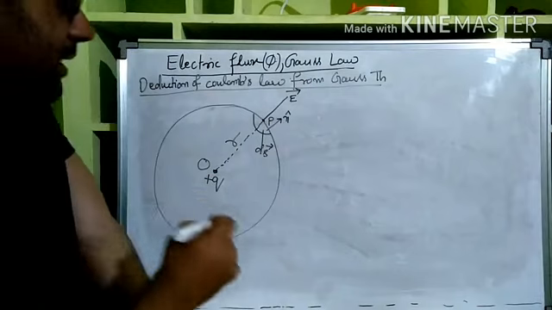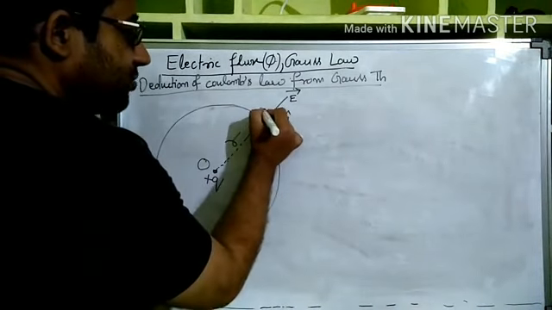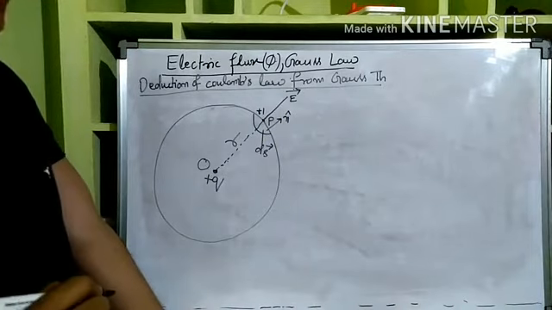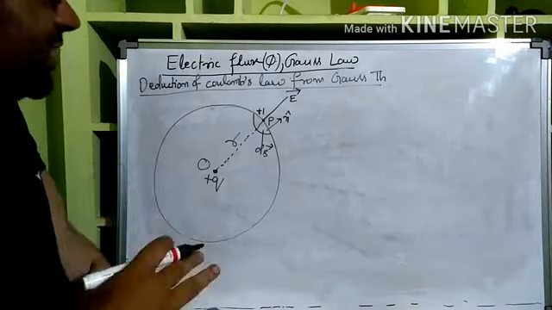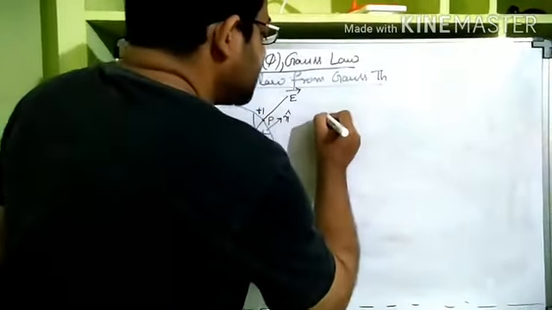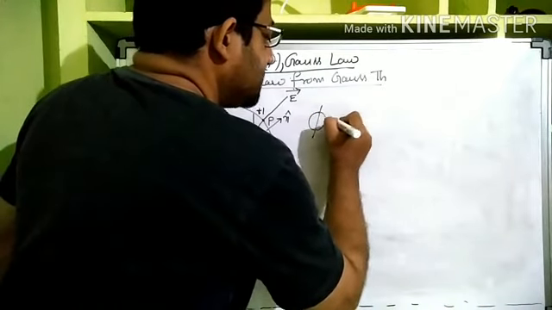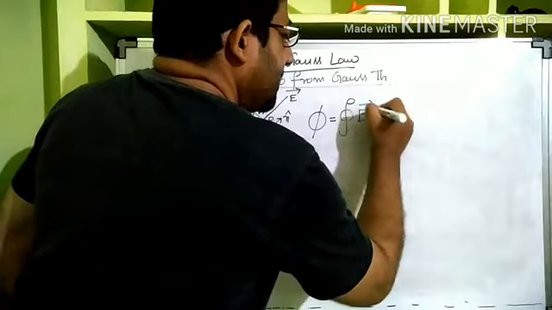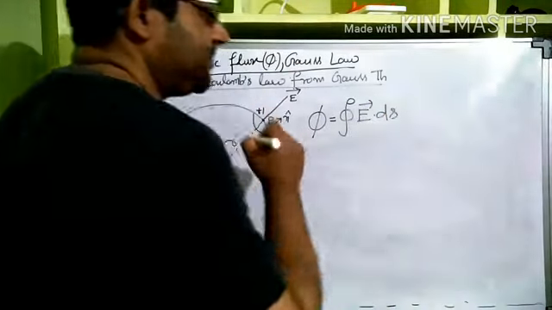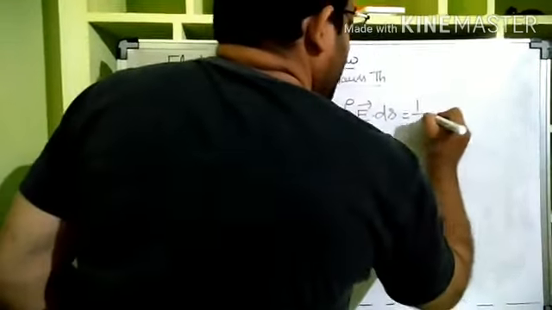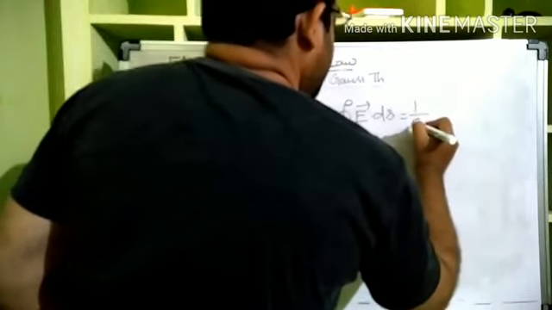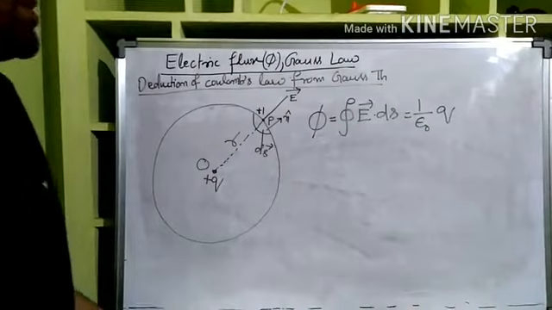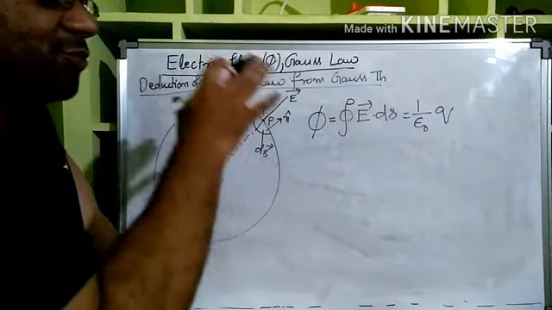Now imagine that there is a unit positive charge placed at a point P. Fine. Now according to Gauss law, what does Gauss law say? The total flux is equal to the closed integral of E dot ds is equal to 1 by epsilon naught times q, the charge enclosed in the surface. Yes or no? This is according to Gauss law.